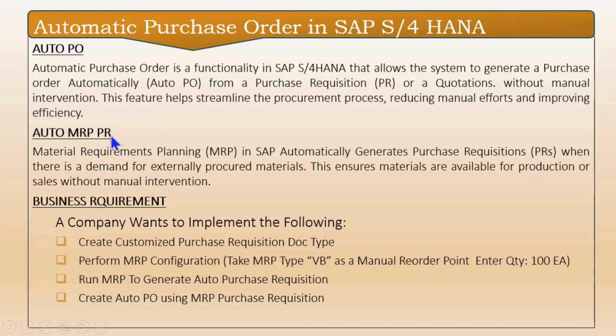Auto MRP PR. So automatic MRP purchase requisition. Material requirement planning in SAP automatically generates purchase requisitions when there is a demand for externally procured materials. This ensures materials are available for production or sales without manual intervention.